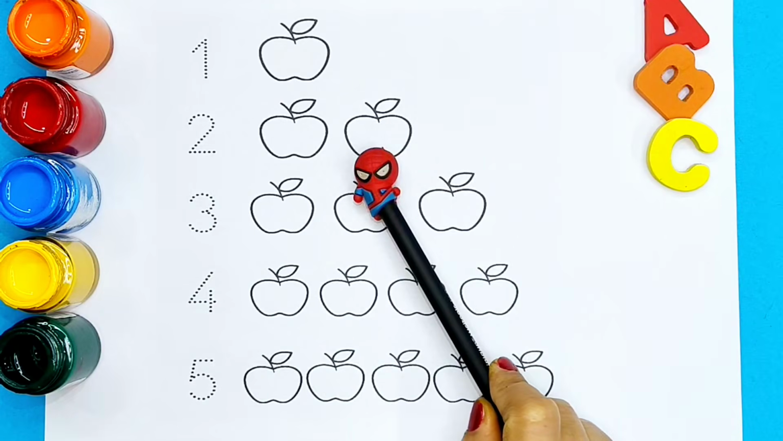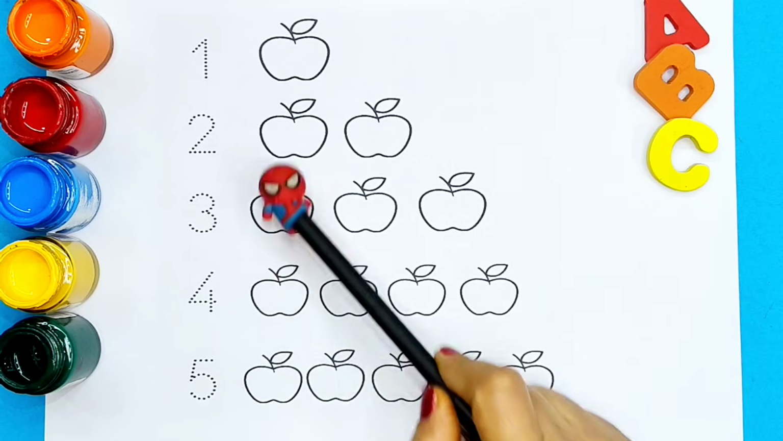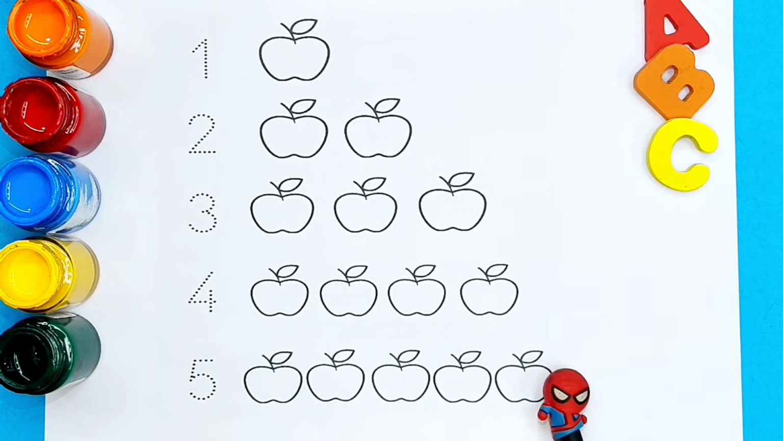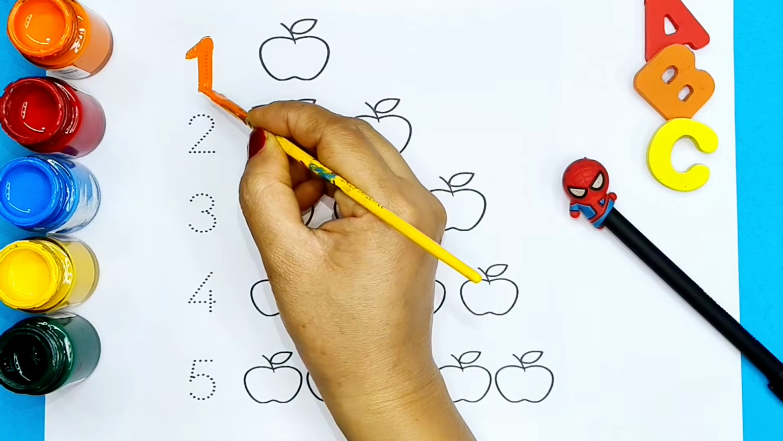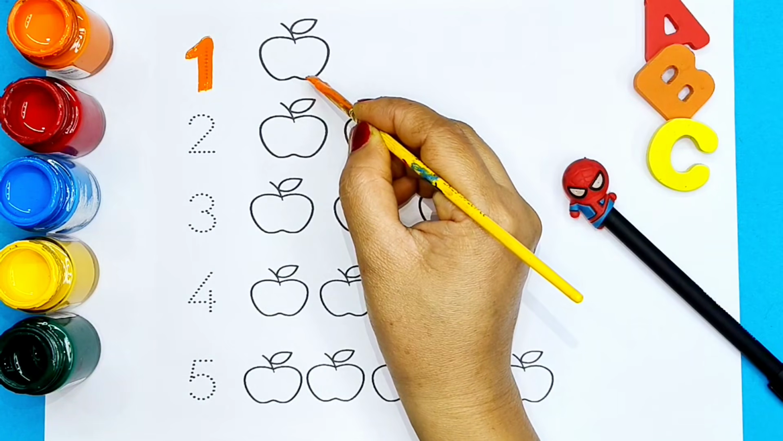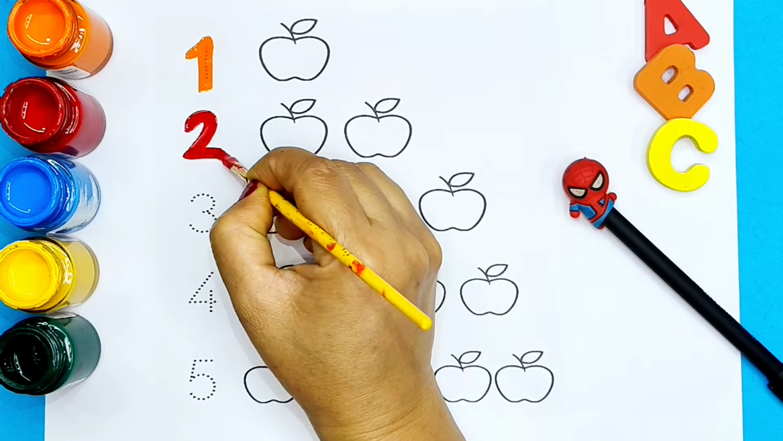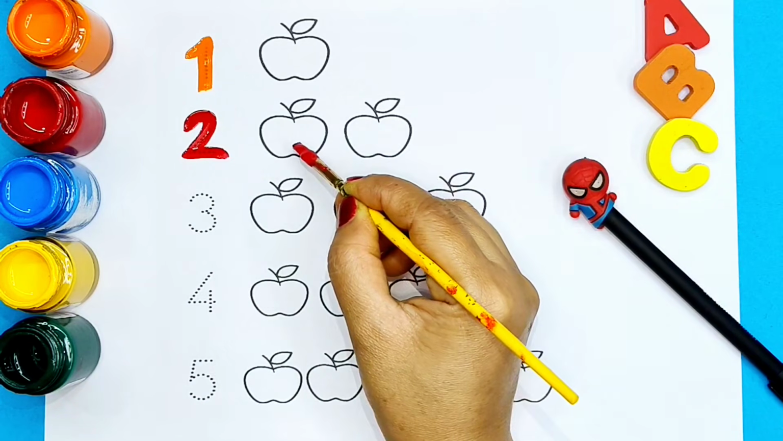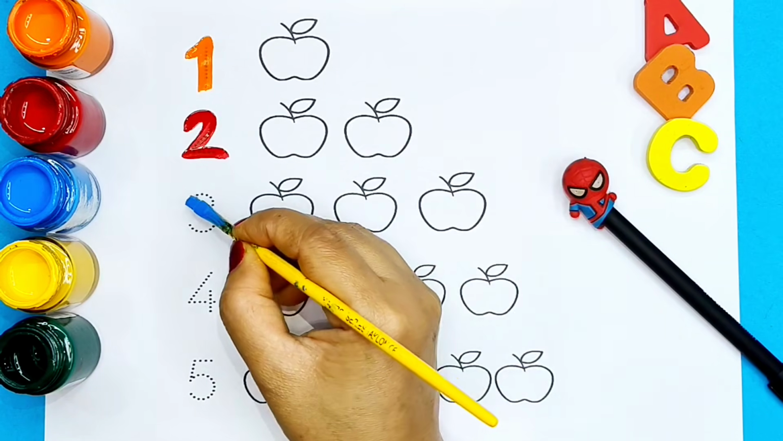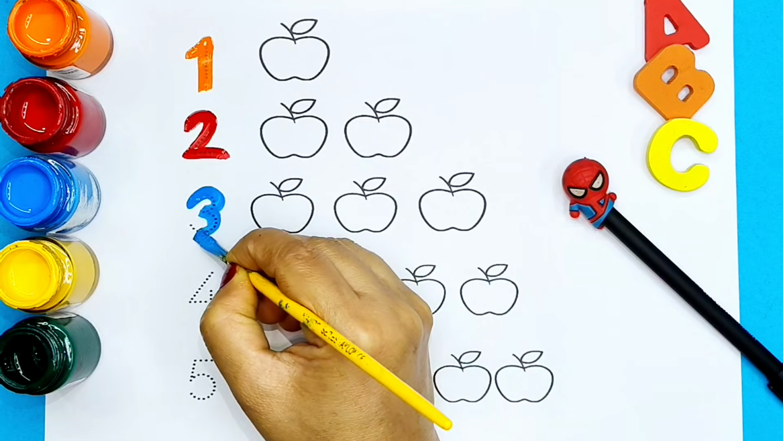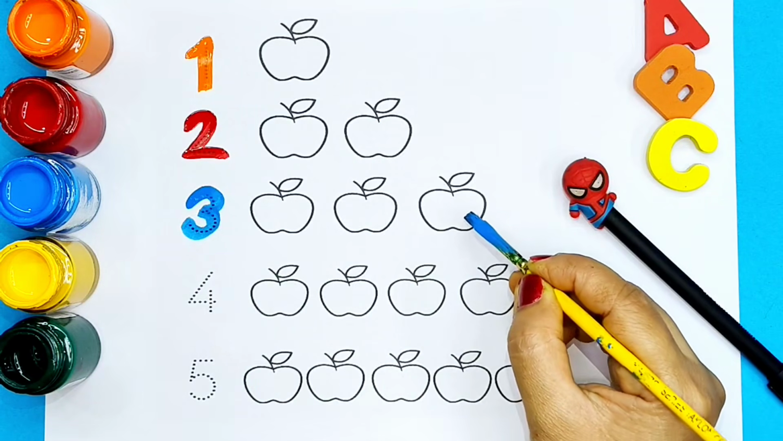Hello friends, today we are learning numbers 1 to 5 and color names. Orange color. Number 1. 1 apple. Red color. 2. 1, 2, 2 apples. Sky blue color. 3 apples. 1, 2, 3, 3 apples.